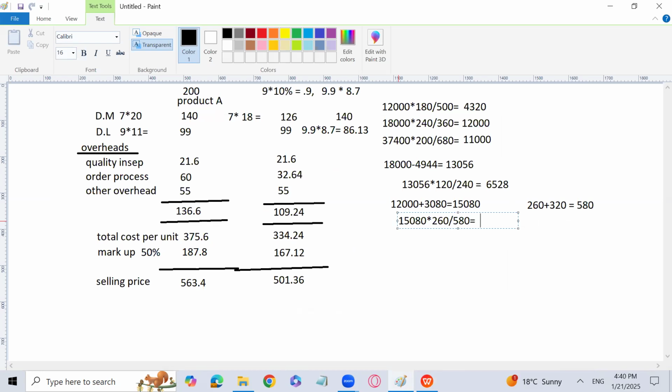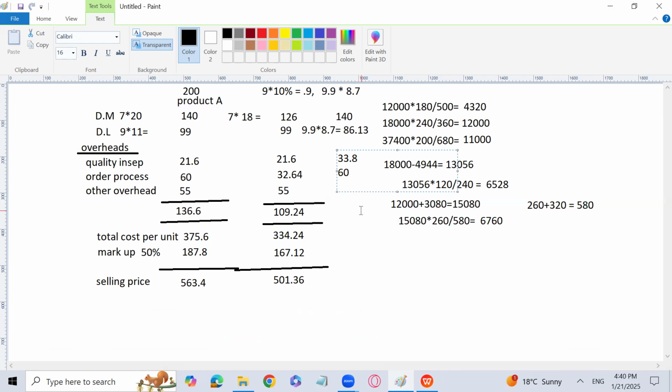How much? Sorry? 6760. And that is going to be divided by 200 to get the quality inspection per unit. 33.8. And the other cost will remain at 60. And this will remain also at 55.